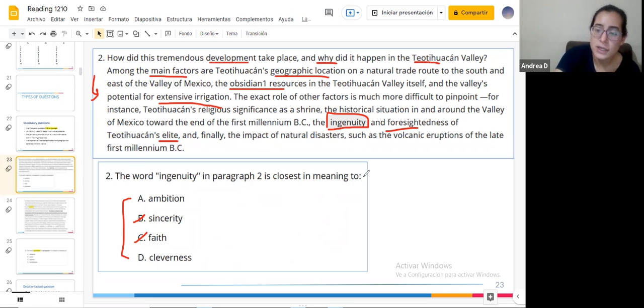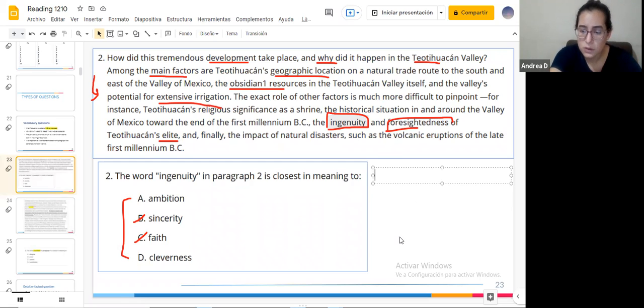Now, there's one more thing that we can see, foresightness, right? As you can see in this list of things, ingenuity and foresightness go together, the ingenuity and foresightness of Teotihuacan's elite. So they must be similar to one another. They surely have something to do with each other. So I want to ask you guys, do you know what foresightness is?